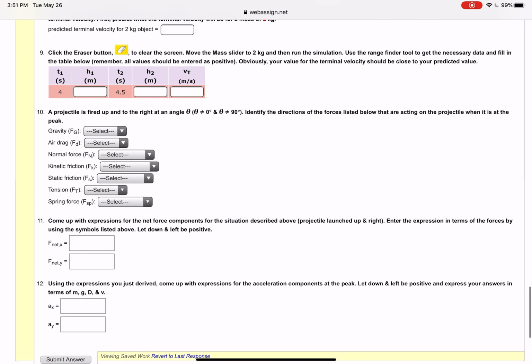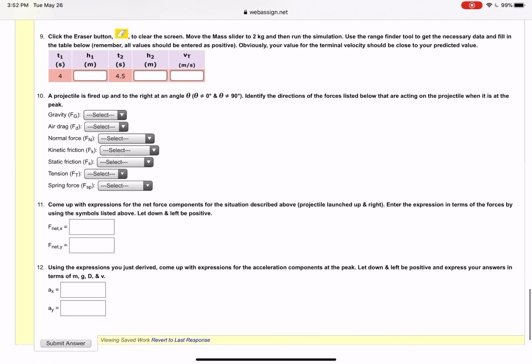Then there's a couple more problems here, where you're doing essentially the force diagram, that's number 10. You're doing the force diagram for a projectile that's fired up and to the right. So it has a parabolic trajectory, and you're looking at the peak, and you're talking about what forces are acting and in what direction. Then you've got to do Newton's second law for that situation, so get the net force for both of these.